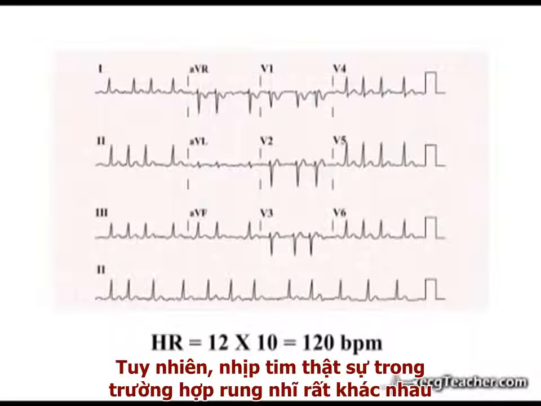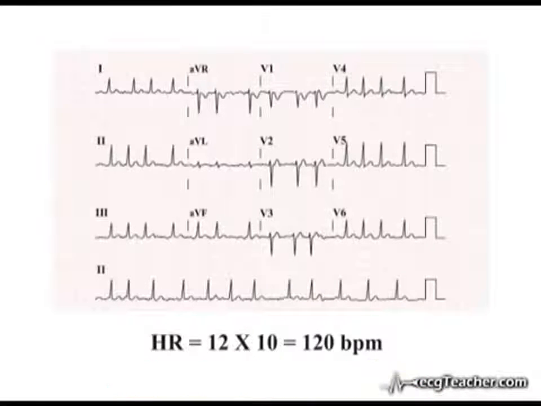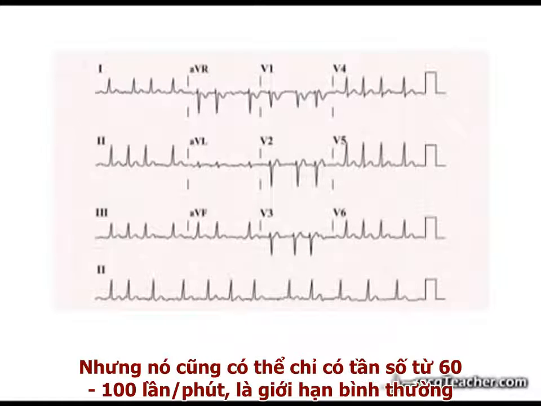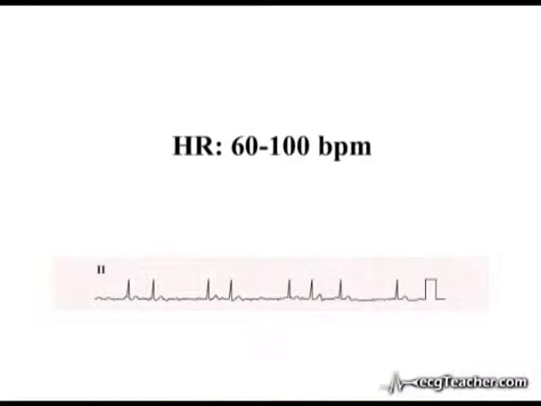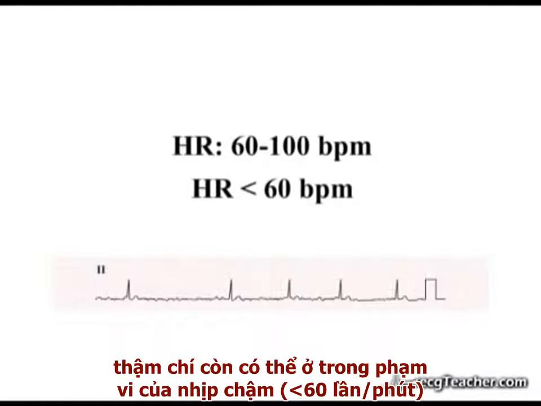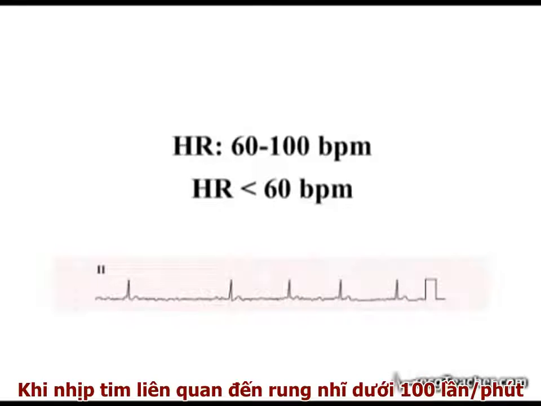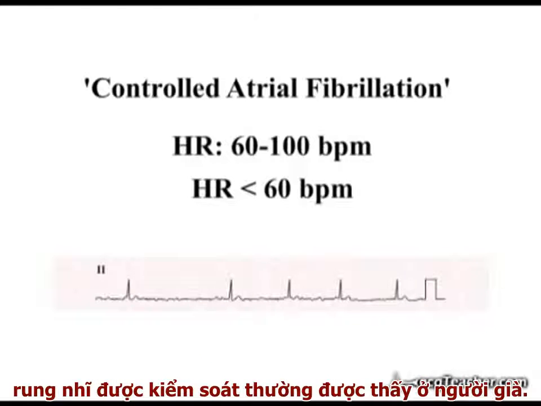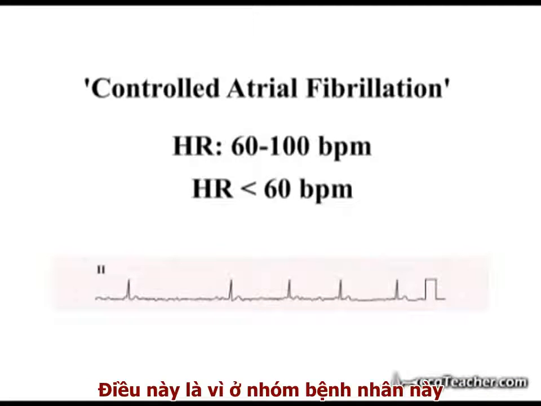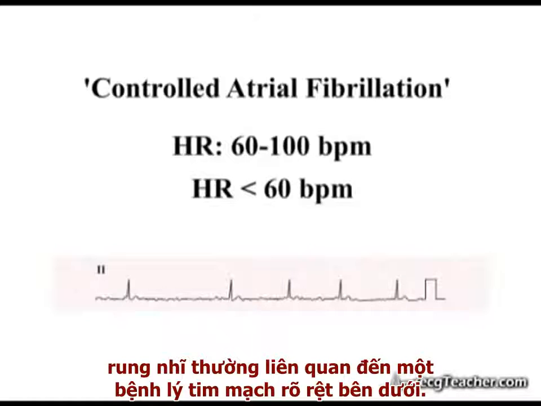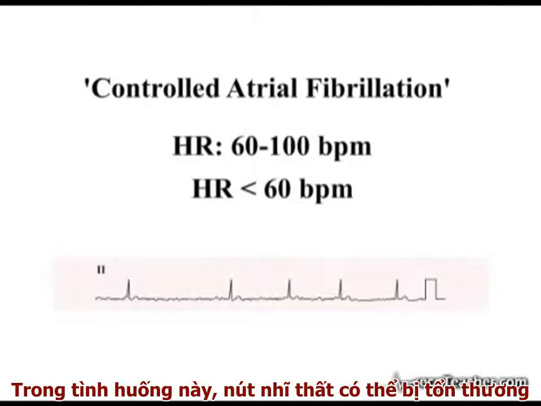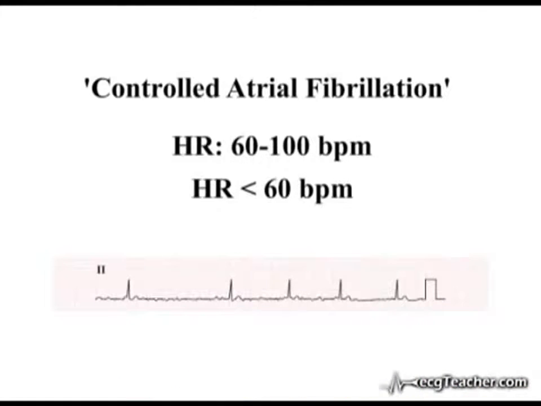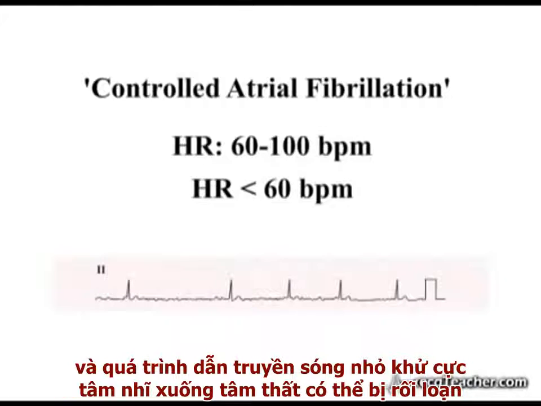However, the actual heart rate observed in cases of atrial fibrillation is highly variable. It may be much more rapid than shown here, however it may occur at a rate within the normal range, or even be slow enough to qualify as a bradycardia. When the heart rate associated with atrial fibrillation is less than 100 beats per minute, it is described as controlled atrial fibrillation. In the absence of treatment, controlled atrial fibrillation is often observed in elderly patients. This is because in this age group, atrial fibrillation is frequently associated with significant underlying heart disease. In this situation, the AV node may be diseased, and transmission of atrial depolarization wavelets to the ventricles impaired.